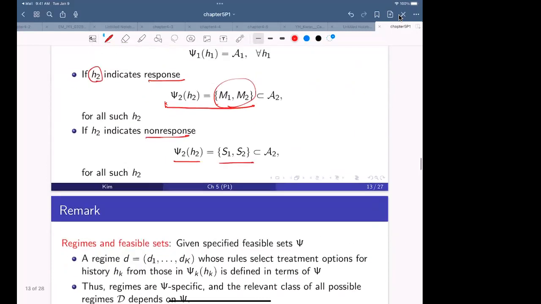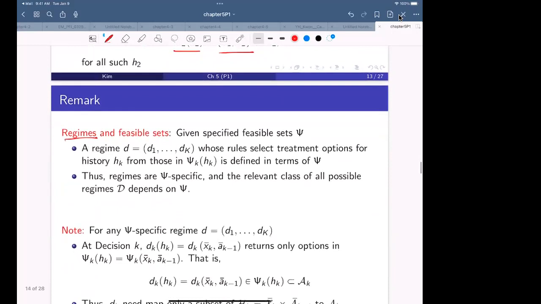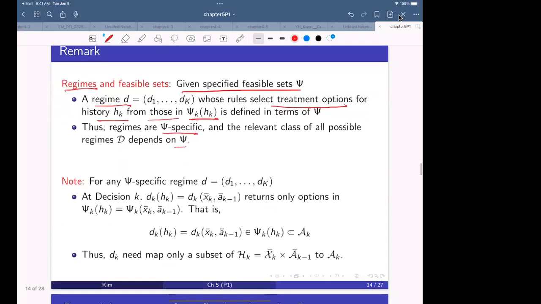So why do we worry about this? Because the regime that we're going to determine should be chosen from within the feasible set. So given the specified feasible sets, a regime whose rules select the treatment options for the history from those in the feasible set defined in terms of psi. So the regimes are psi specific, and the relevant classes of possible regimes depend on psi.